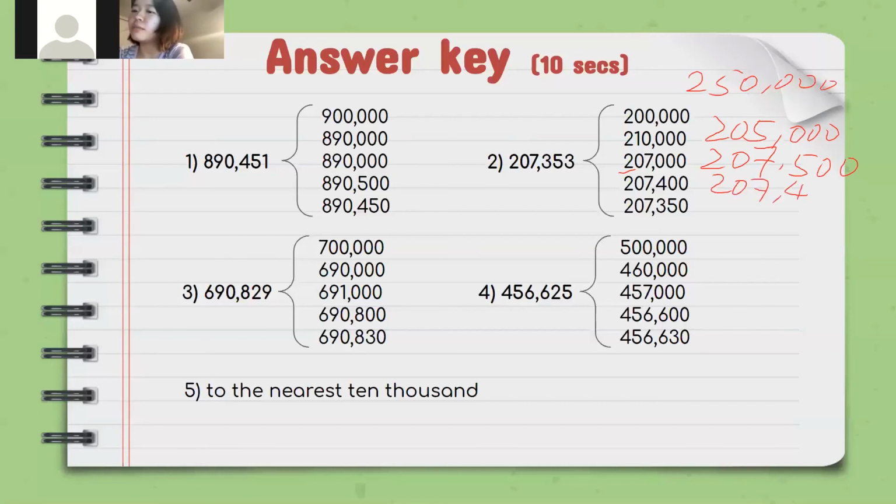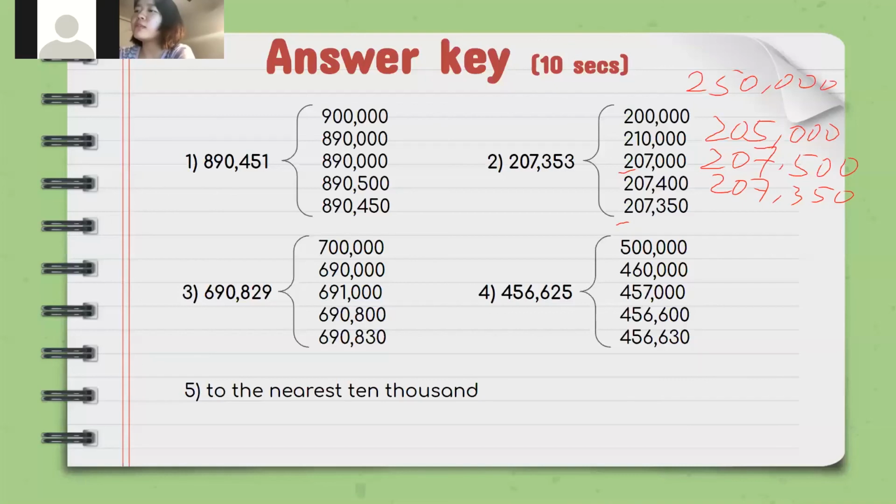And this one for the 100 place, the midpoint for this one is, oh sorry, 207,350. Okay, and so this one is larger than the midpoint for the 100 place. So we round this number up to 207,400.